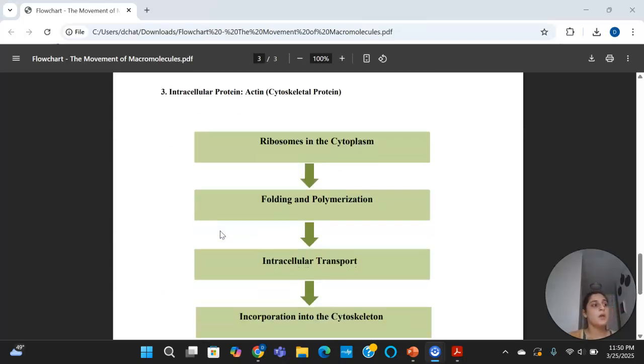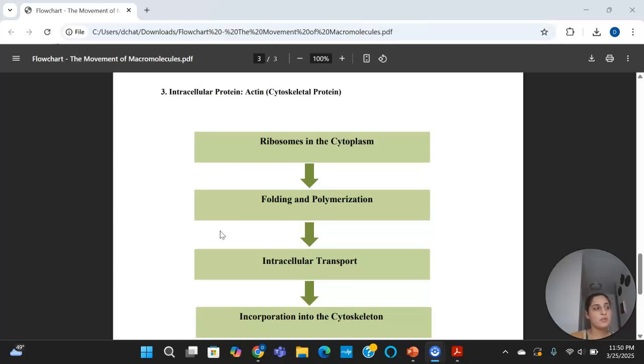Intracellular protein: proteins synthesized and functioning inside the cell. They play a central role in various cellular processes such as signaling, transport, and structural support. Actin is a key cytoskeletal protein found in eukaryotic cells, and it is one of the most abundant and highly conserved proteins.